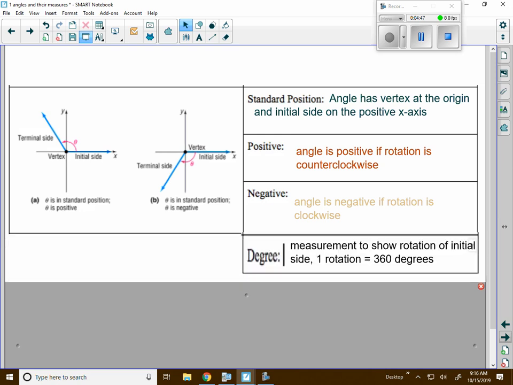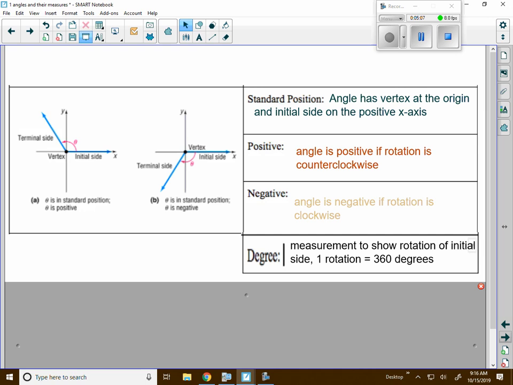Next is degree. The word degree is the measurement that we use to show the rotation of the initial side. How we measure it, right? 45 degrees, 90 degrees, negative 123 degrees. There's a lot of different ways that we say it, but it's how we measure an angle.